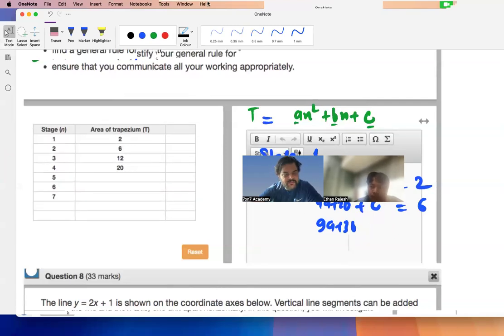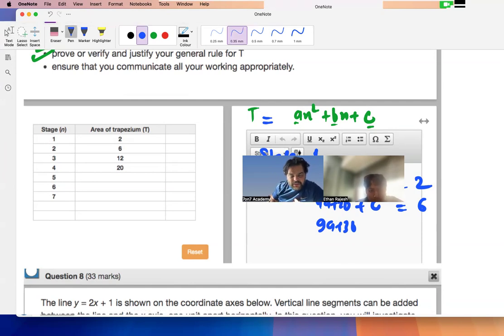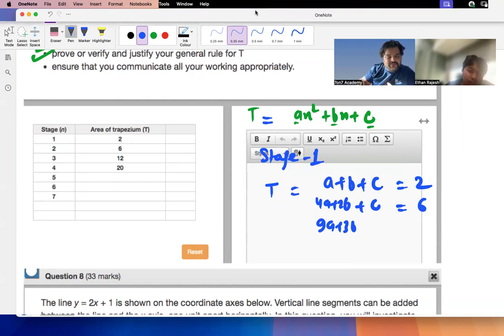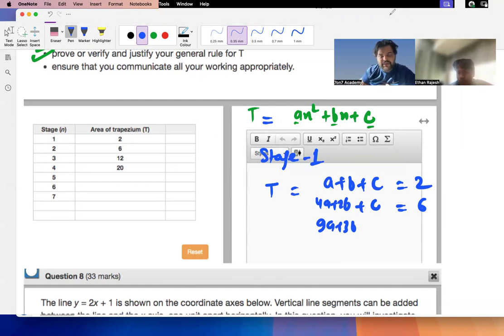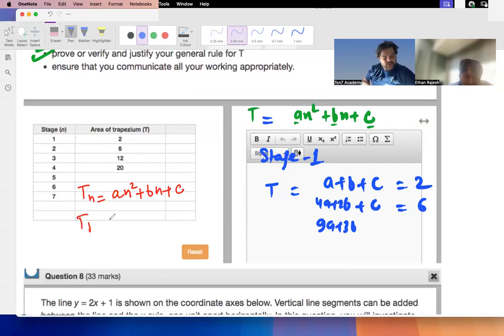Stage one, the term one. Yeah, so this was stage one. See, now one thing you know very clearly: the second difference remains the same. Then the general term of the second difference is Tn equal to an square plus bn plus c. Okay. You write T1, the first term, so n equals 1. If you write 1 here, you will get a plus b plus c.